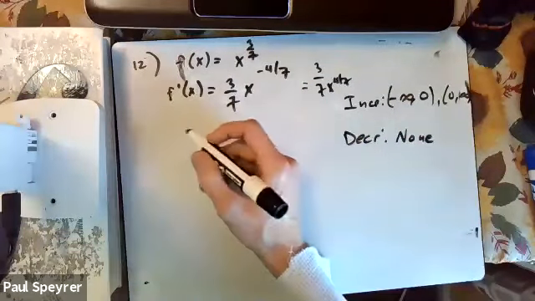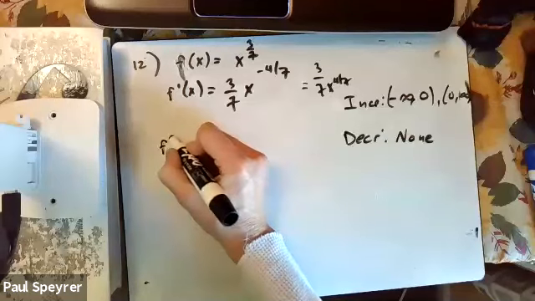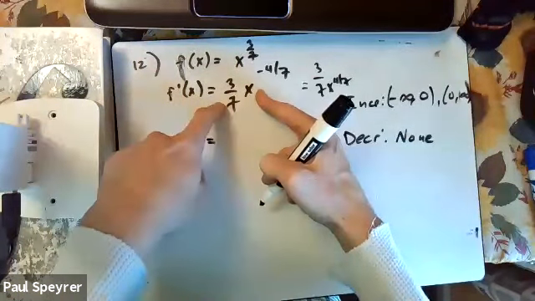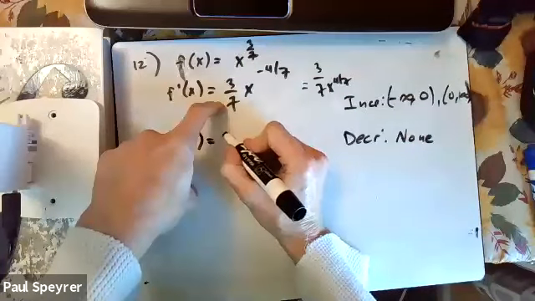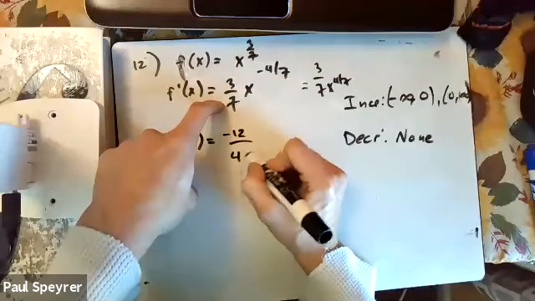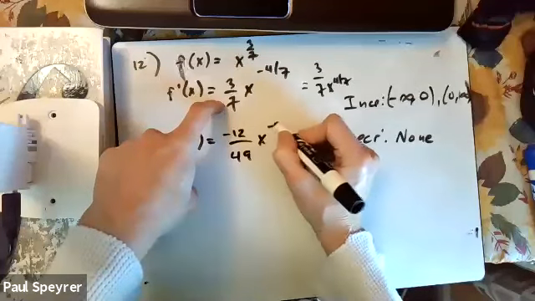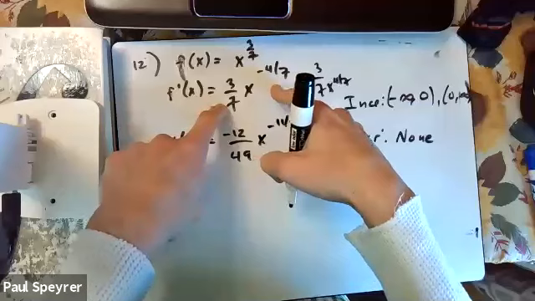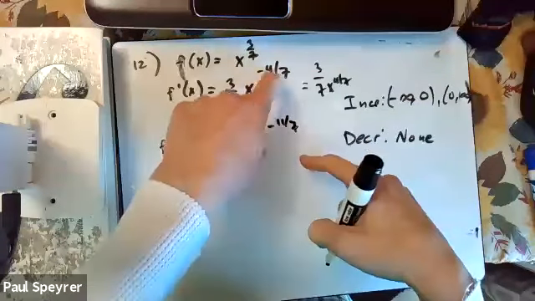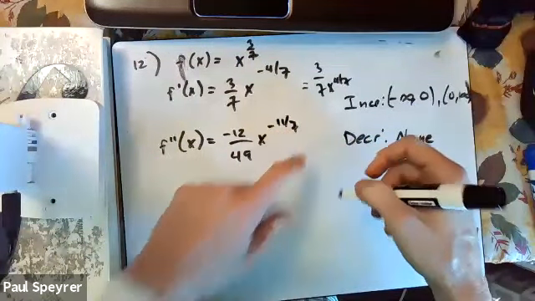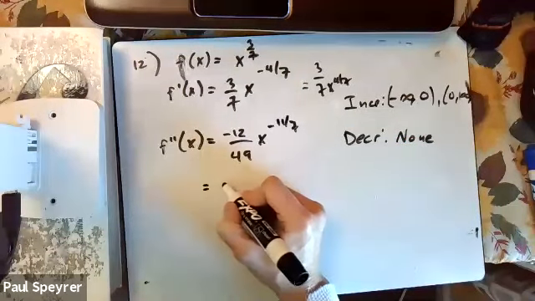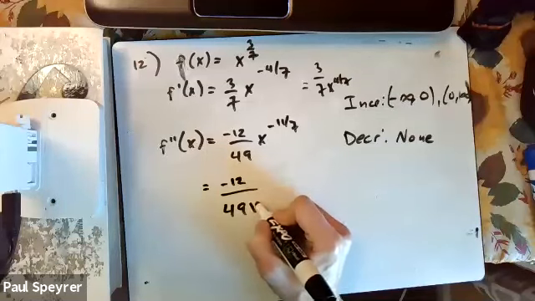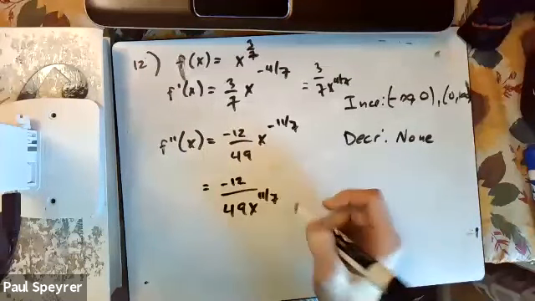concavity, right? So now we need to find the second derivative. We'll work off this one right here. What is that? If we do the power rule, it's -12/49, and then x to the -11/7. So we're multiplying 3/7 times -4/7 to get that. -4/7 minus 1 gives you -11/7. This I'll just rewrite as this. I'm going to make that exponent positive, right?